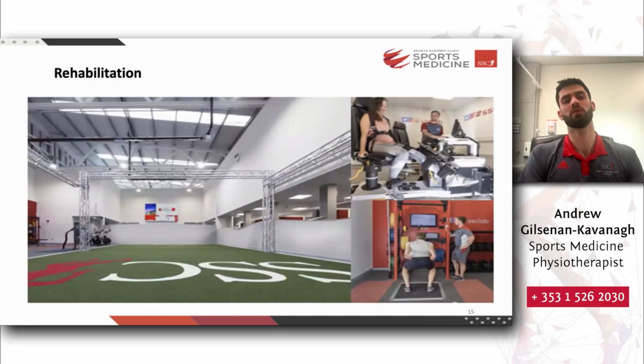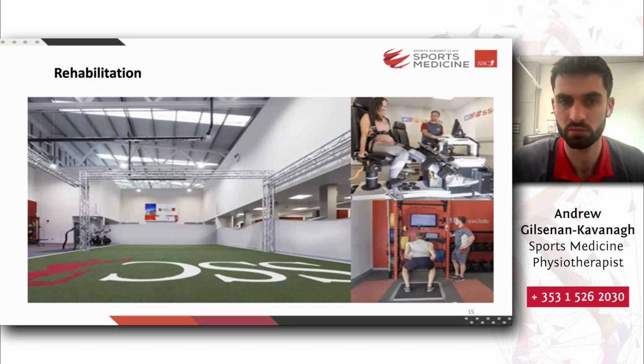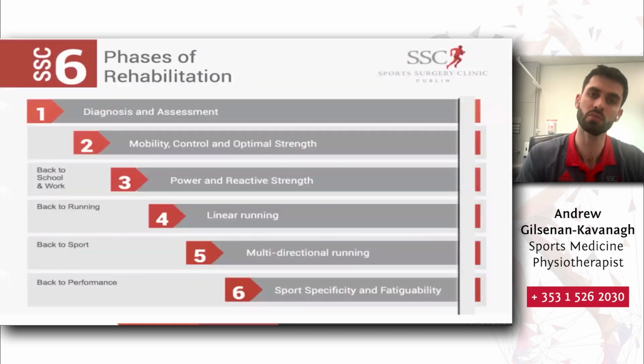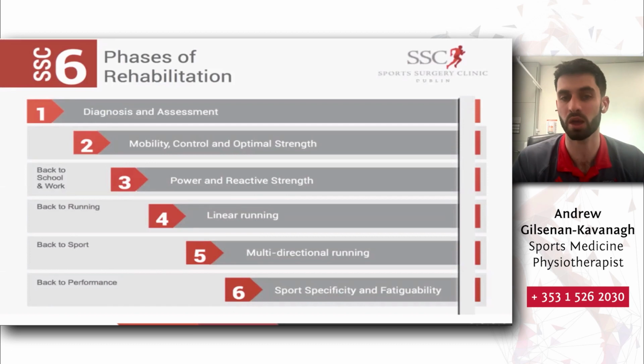So let's move on to some rehabilitation or rehab ideas for some of these more common injuries. Here in the Sports Surgery Clinic, we use a 6-step approach. So we move from our diagnosis and assessment. If you come in first from a ski injury or from a ski holiday, first of all, we want to get a diagnosis and get a good assessment. And then we can build our program on top of that.